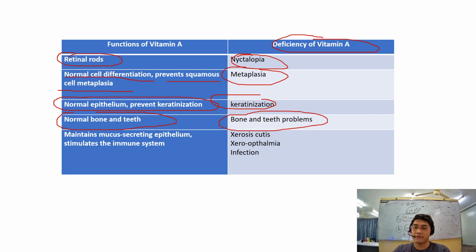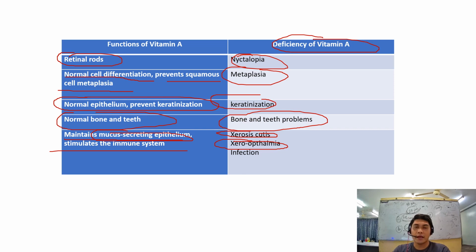Another function of vitamin A is the maintenance of mucus-secreting epithelium, and it stimulates the immune system. So it's responsible for the secretion of lubricant. For xerosis cutis, meaning there is abnormally dry skin, it's due to a deficiency in vitamin A. Another is xerophthalmia, so dry conjunctiva. It's because of vitamin A deficiency, because vitamin A is needed in the production of lubricant, the mucus.